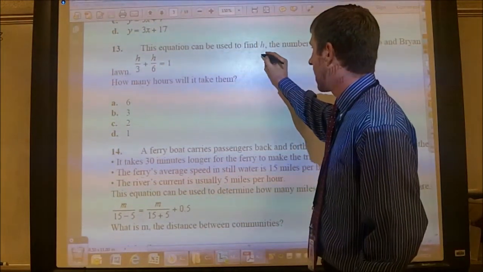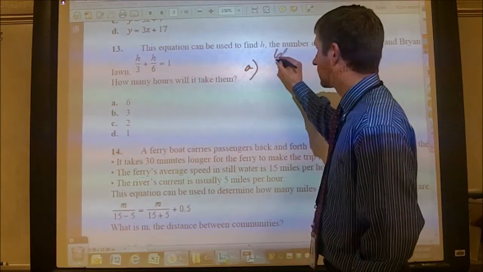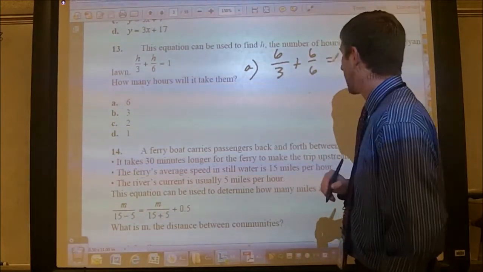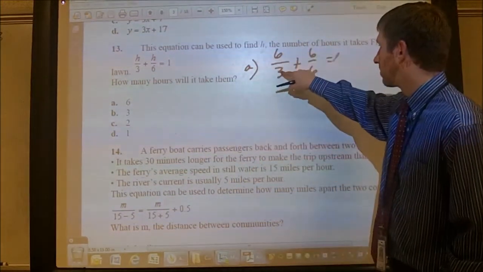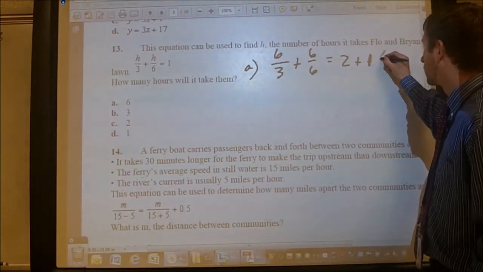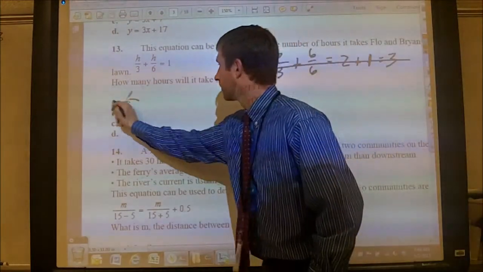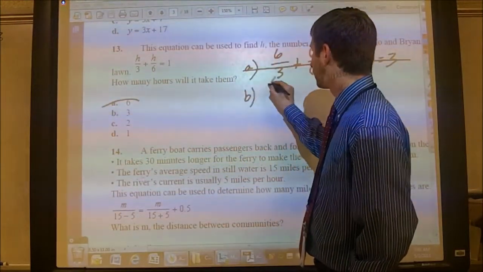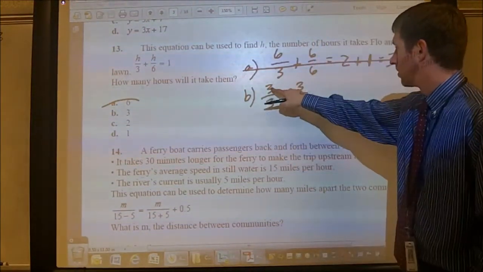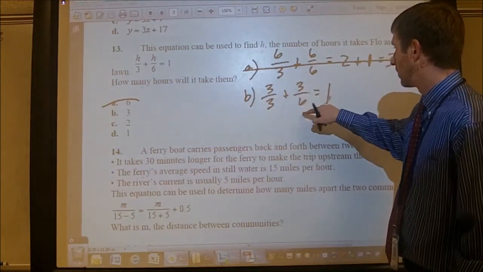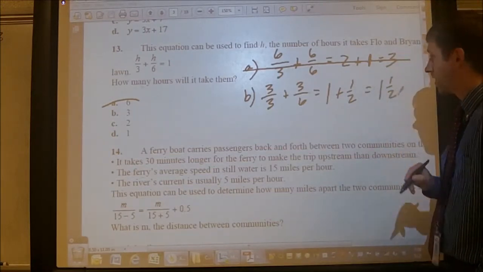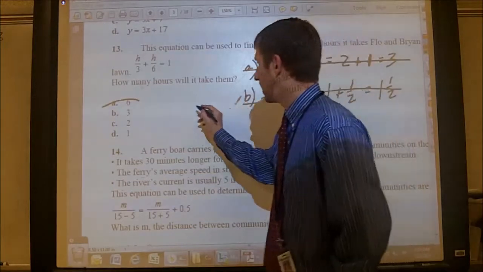So first one, if I'm trying A, would be 6. I'm plugging in 6. 6 over 3 plus 6 over 6. We want to see what that equals, and if it's correct, it'll equal 1. Well, 6 divided by 3 is 2, and 6 divided by 6 is 1, so 2 plus 1 is 3. So it's not A. So then we try the next one. B, 3 over 3 plus 3 over 6. Well, 3 over 3 is 1. 3 over 6 is 1/2. So you get 1 and 1/2 when you add those, and we want it equal to 1, so it's not B.